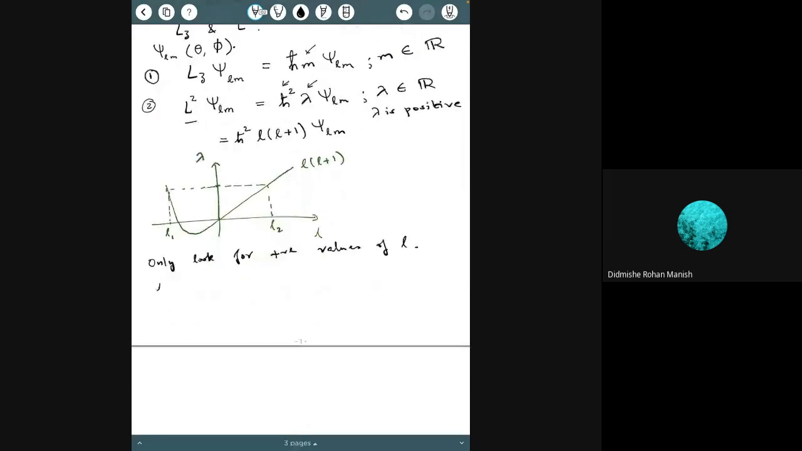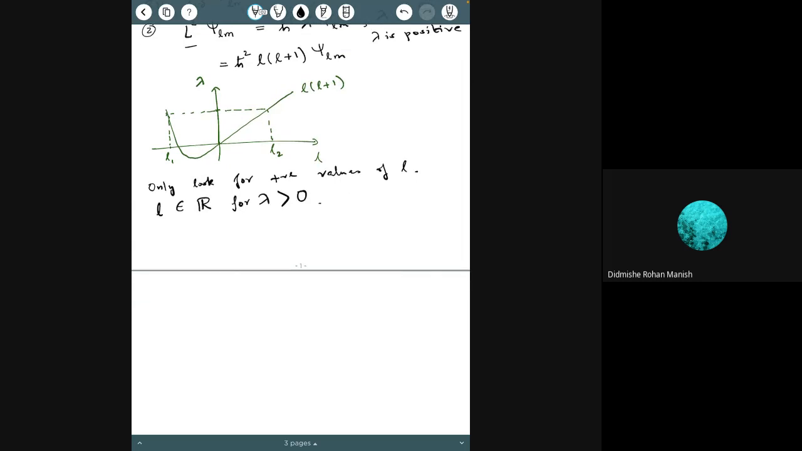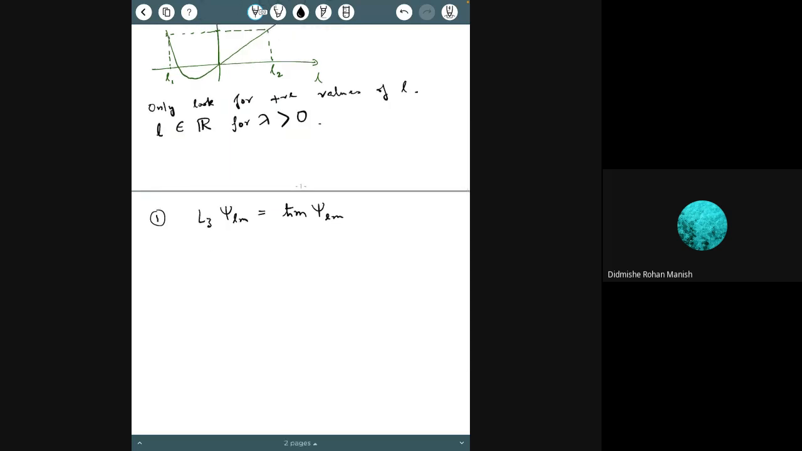And in general, L also belongs to real numbers for lambda greater than 0. Okay. And with this set of L, I can cover all possible values of positive lambda. So after I say that, I will start solving the first one. The first equation that I want to solve is Lz acting on psi Lm gives H cross M psi Lm. This is a pretty simple equation to solve.